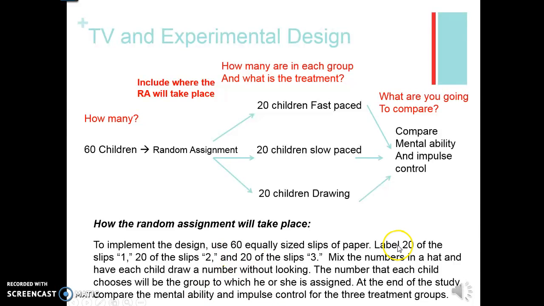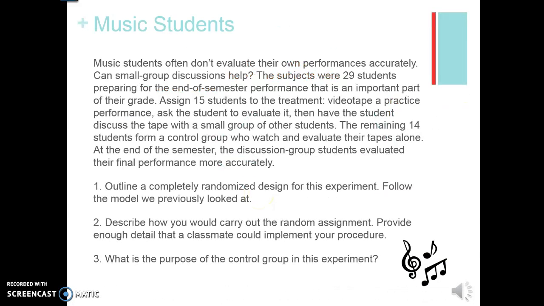So you could say the 1s were going to the fast pace, the number 2s were going to the slow pace, and the number 3s were going to the children that were drawing. All right, so go ahead and try this question.